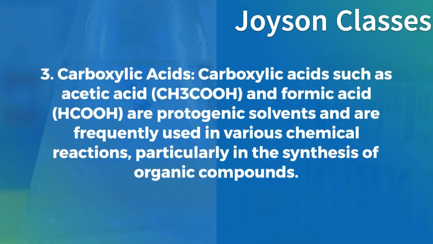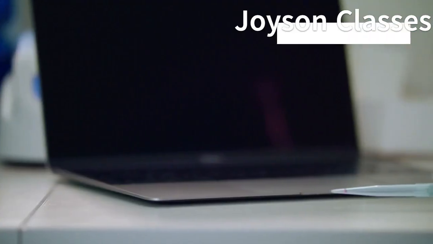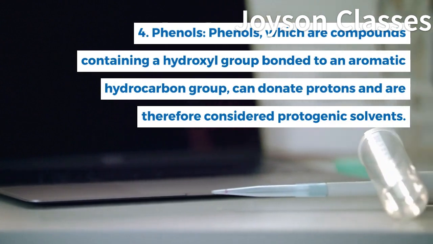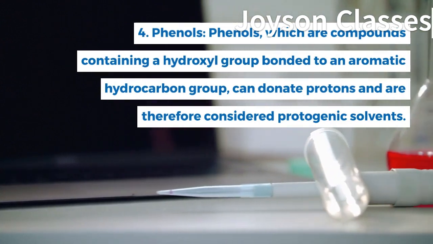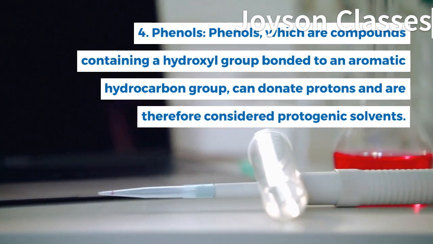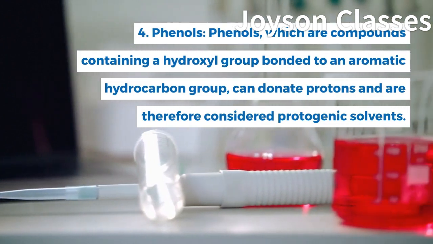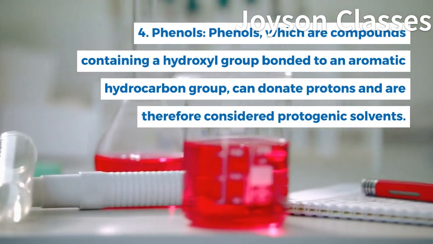3. Carboxylic acids. Carboxylic acids such as acetic acid, CH3COOH, and formic acid, HCOOH, are protogenic solvents and are frequently used in various chemical reactions, particularly in the synthesis of organic compounds. 4. Phenols. Phenols, which are compounds containing a hydroxyl group bonded to an aromatic hydrocarbon group, can donate protons and are therefore considered protogenic solvents. They are often utilized in organic synthesis and as solvents.